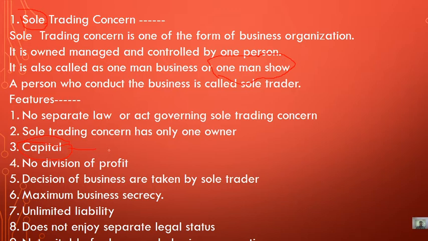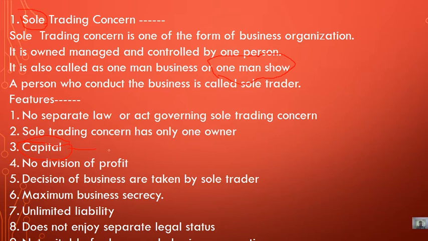Next thing, that is profit. The main objective of each and every business, maybe sole trading concern, maybe partnership firm, maybe cooperative society, in today's current scenario joint stock company, is to earn maximum profit, not only profit but maximum profit. So sole trading concern is also one of the forms of business organization which is established for the purpose to earn maximum profit.